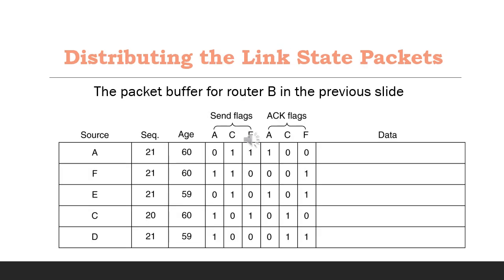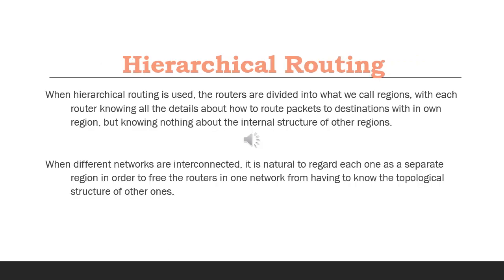Distributing the link state packet, the packet buffer for router B in the previous slide, and here we have the updated ones. We have send flags and acknowledgement flags.